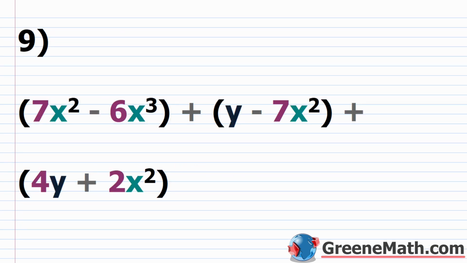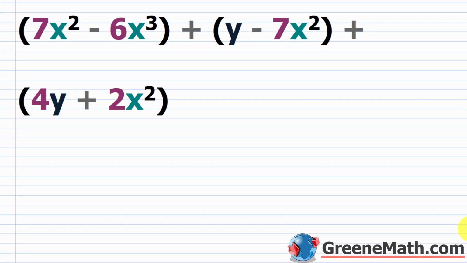All right, let's look at problem number 9. So we have the quantity 7x squared minus 6x cubed, then plus we have the quantity y minus 7x squared, then plus we have the quantity 4y plus 2x squared. Okay, let's scroll down and get some room going here. And basically what I want to do is just drop the parentheses in each case because I have plus and I have plus. So let's put equals.